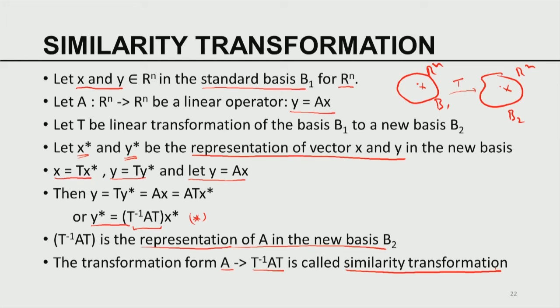So this is called a representation of matrices in different bases. A is a representation in one basis, T inverse AT is a representation of the same matrix or same operator in another basis. These two are related by the fact that they are called similarity transformations.